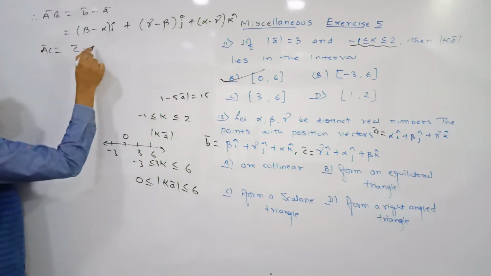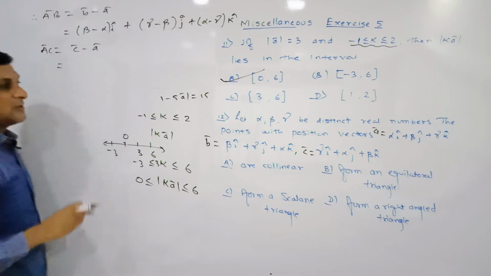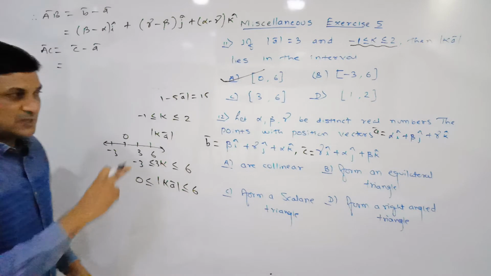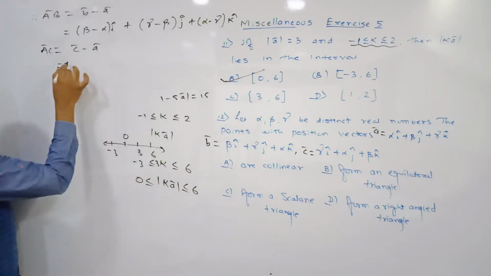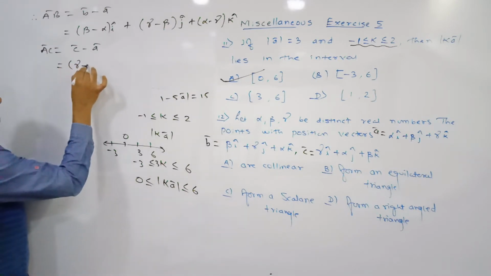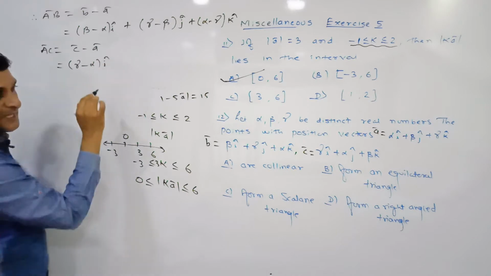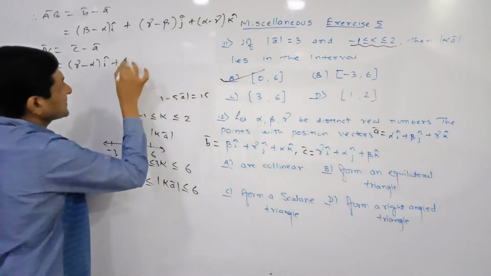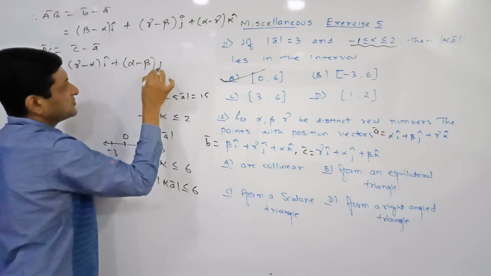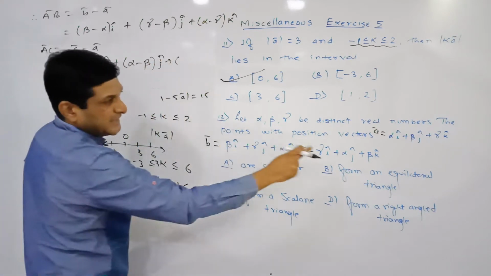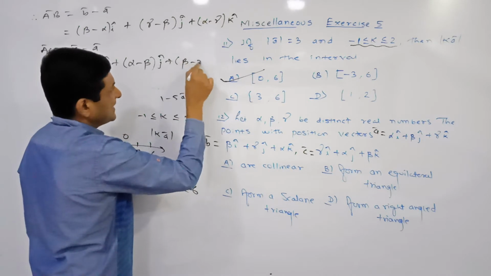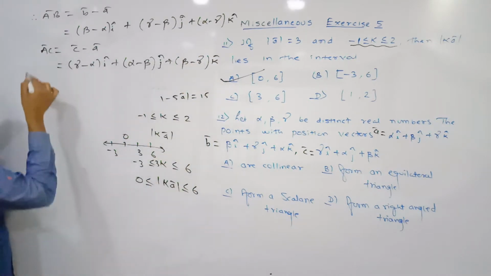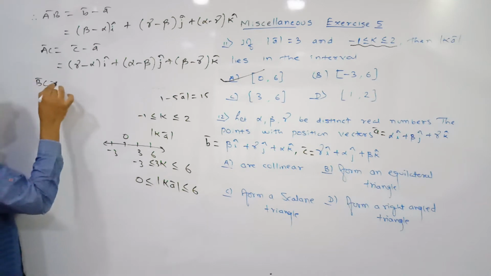Now we are finding the value of AC bar. AC bar means C bar minus A bar. Taking the subtraction of the coefficients of i cap, here we get gamma minus alpha i cap, plus the second term alpha minus beta j cap, plus beta minus gamma k cap. And lastly, let us try to find the value of BC bar. BC bar is equal to what?